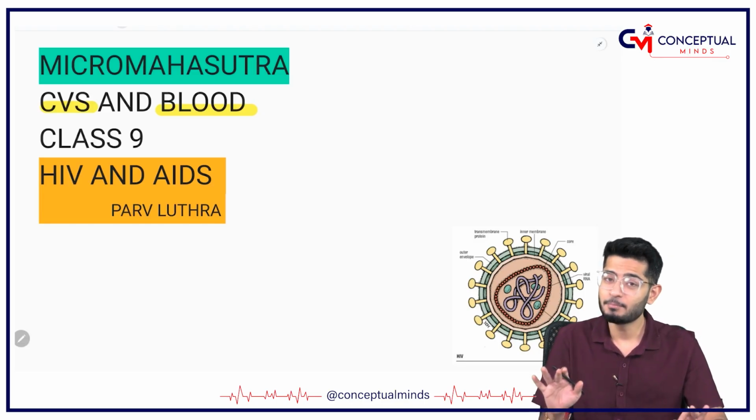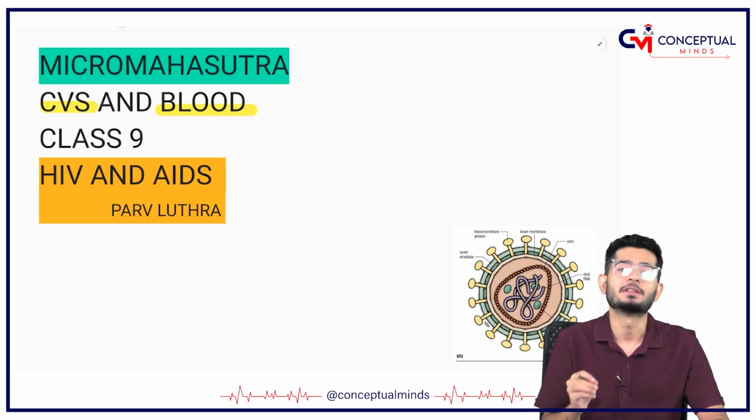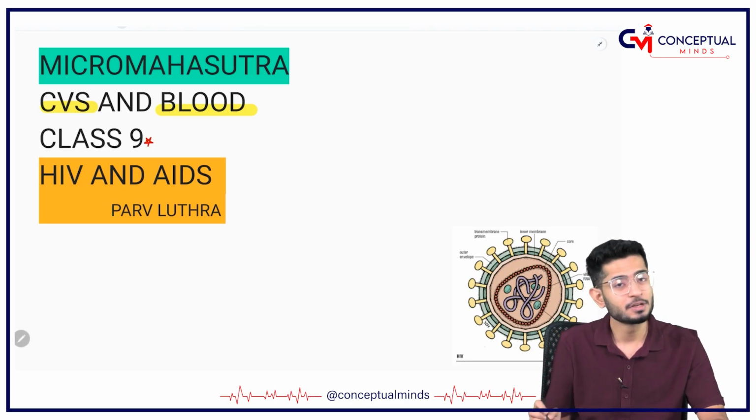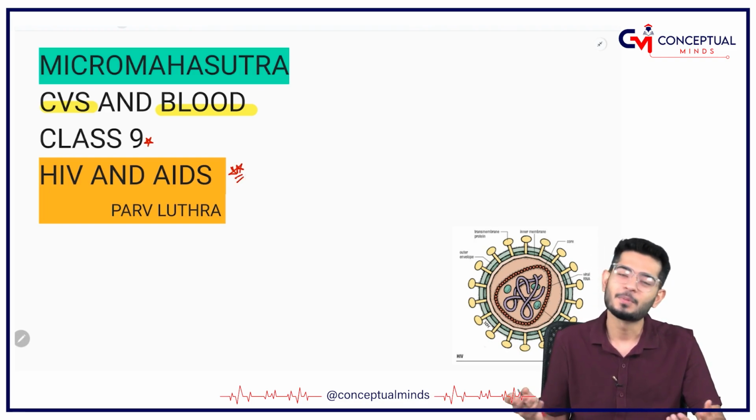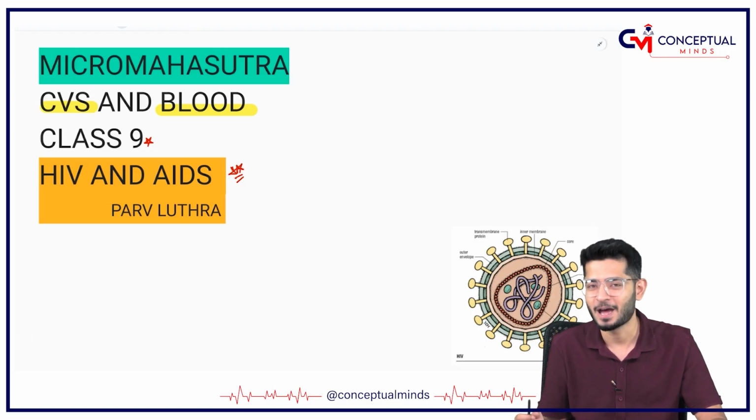We are done with the bacteria which cause CVS and blood infections. Now we are on the viruses. So this is class number 9, and today the topic of discussion is HIV and AIDS. Myself, Dr. (name), I am your microbiology faculty and mentor.